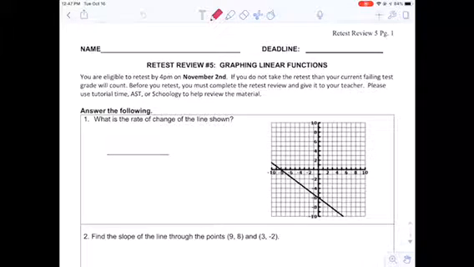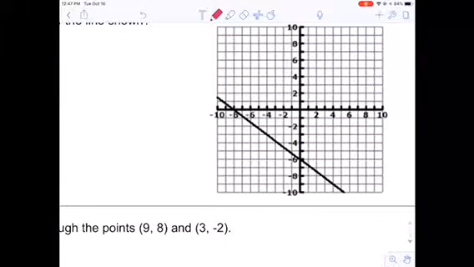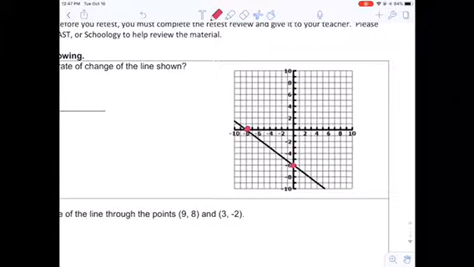This video takes you through the retest review number 5 over graphing linear functions. So, problem 1 asks me for the rate of change of the line shown. If I'm not really sure where some nice pretty points are, I can always count on my x and y intercepts. If you're not sure whether it's crossing or not, then this would be a good way to start. You could also take your points.